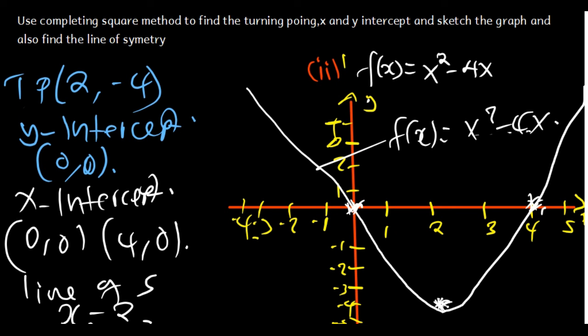The turning point is at 2, -4. So this is at 2, -4. So this is how you go about the completing the square method, how to find the x and y intercept, how to sketch the graph, and also how to find the line of symmetry. Okay, thank you for watching this video.